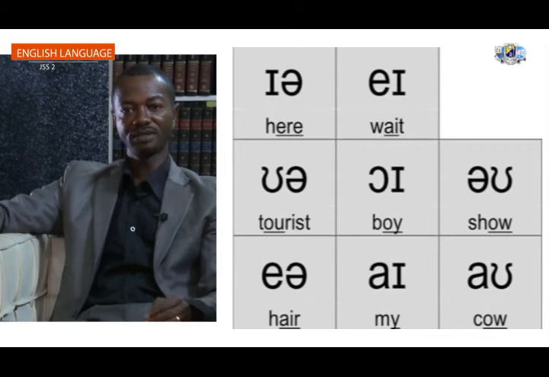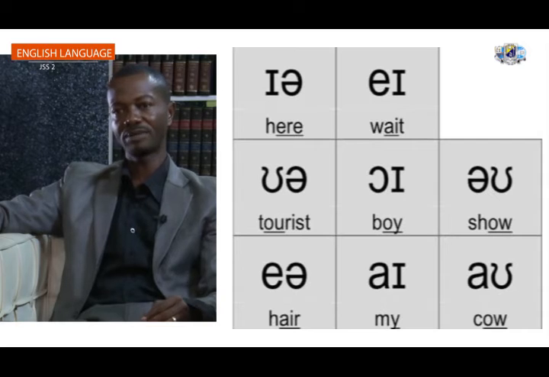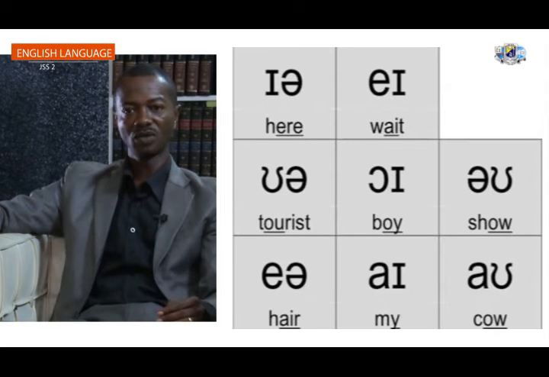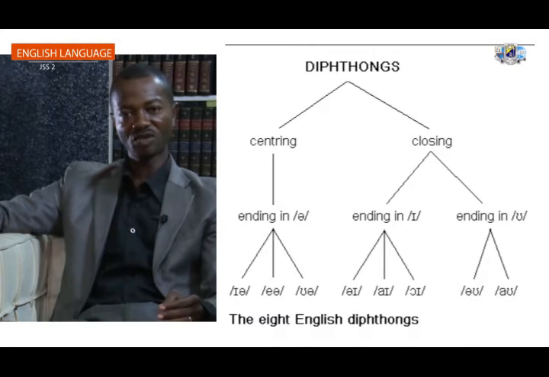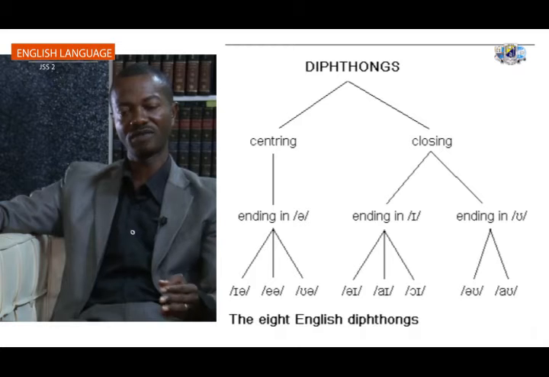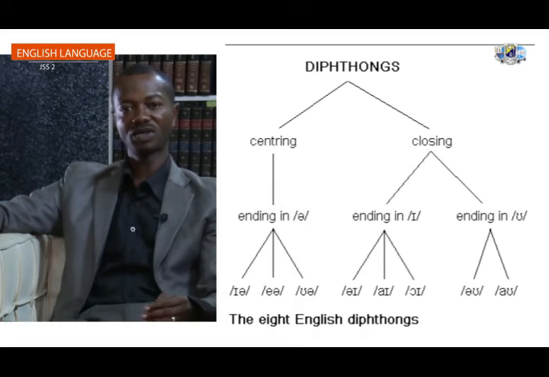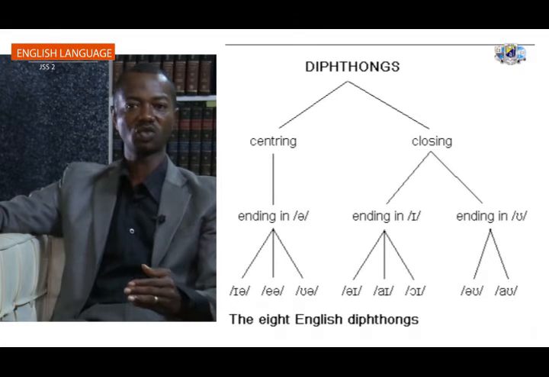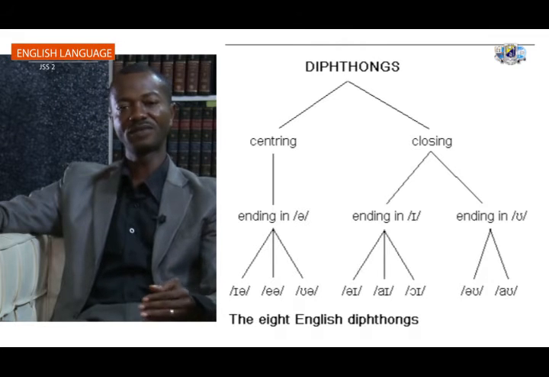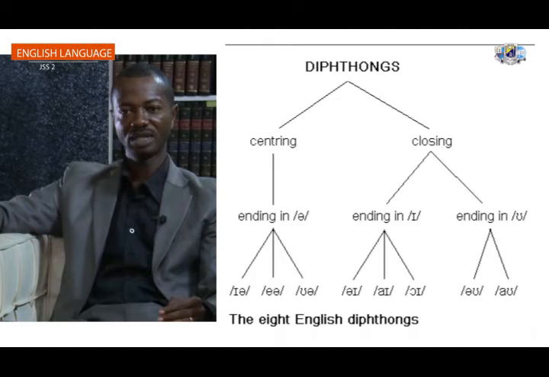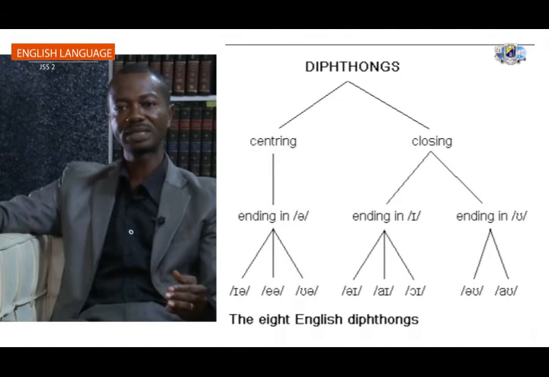So the diphthong sounds, I've mentioned them, but I want to go further to look at the two categories of diphthongs. Basically, we have two categories of diphthongs by way of how the sound ends. We have what is called the central diphthongs. Central diphthongs are diphthongs that end in schwa, as you can see on the slide. Then we have the closing diphthongs. We have two categories of closing diphthongs. We have those that end in E sound. We have those that end in U sound.